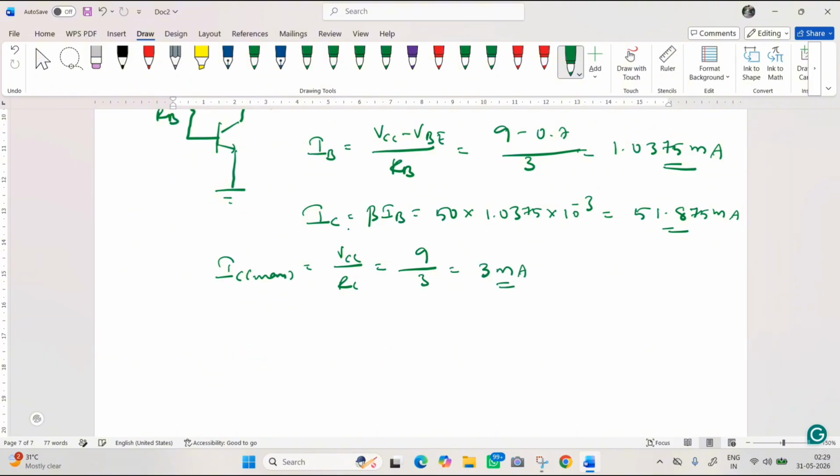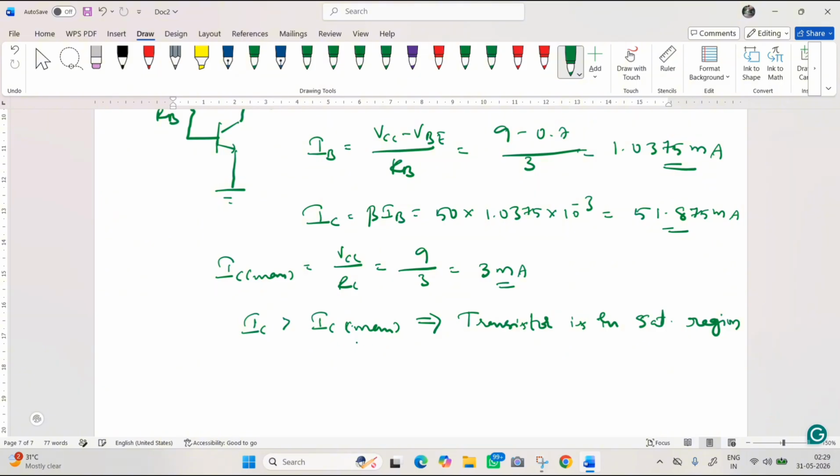It means that whatever collector current I got, that collector current is greater than this IC maximum, which is not even possible in the BJT. It means this BJT is in saturation region. This is the condition we must check. If this collector current is lesser than this IC maximum, then whatever expression we got is perfectly right. But right now I got this collector current IC greater than this IC maximum. So whatever expression we got is wrong. That is, the transistor is in saturation region. This is what we can conclude.